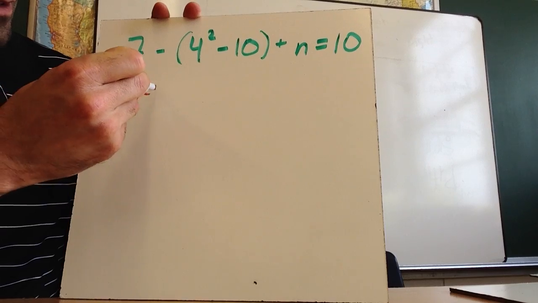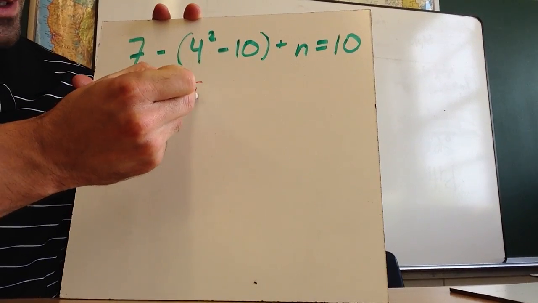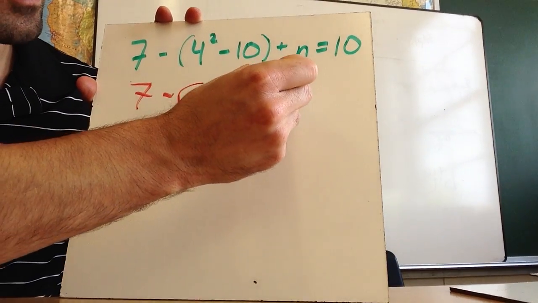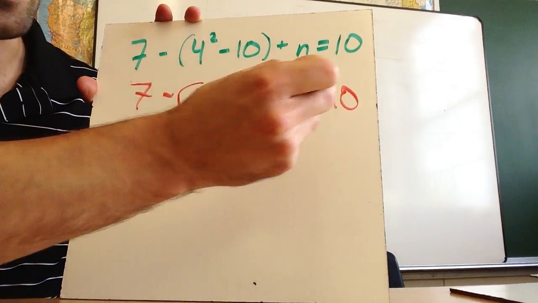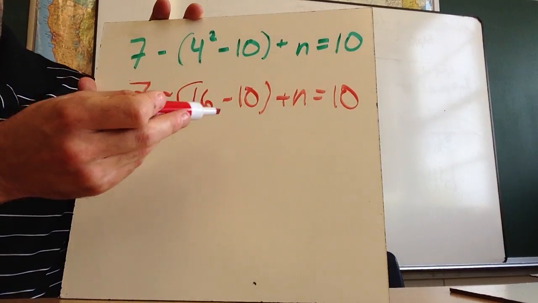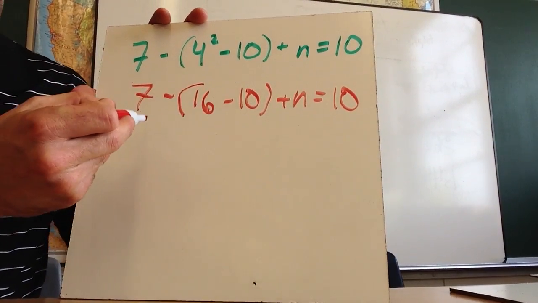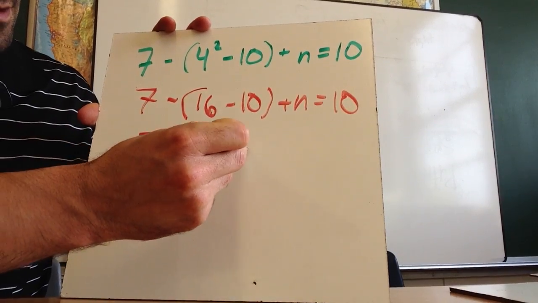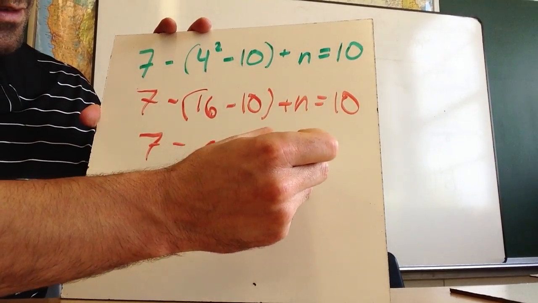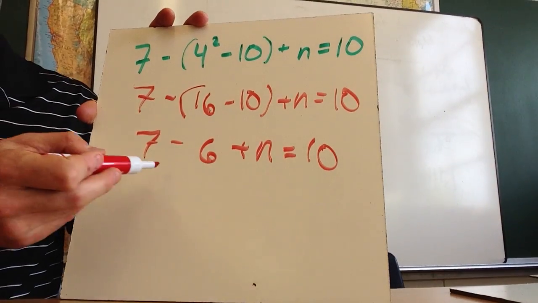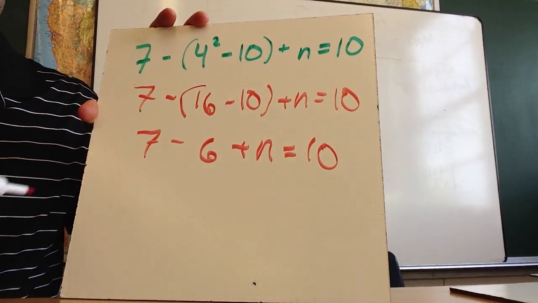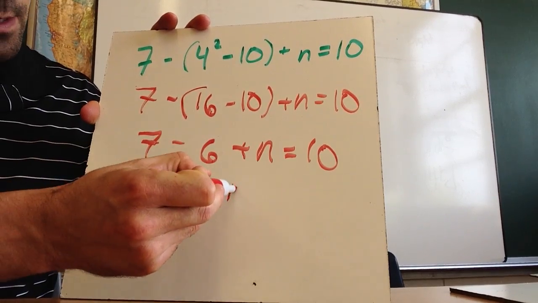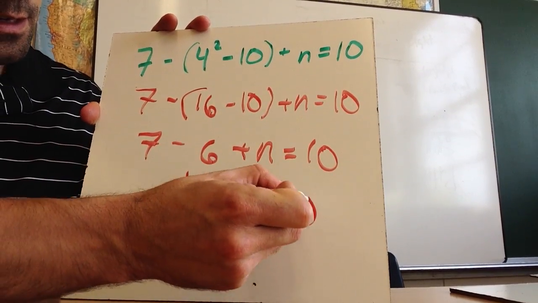This is 7 minus (4 times 4 is 16 minus 10) plus n equals 10. 16 minus 10 is 6. So this becomes 7 minus 6 plus n equals 10. Next I'm going to solve 7 minus 6. This is 1 plus n equals 10.